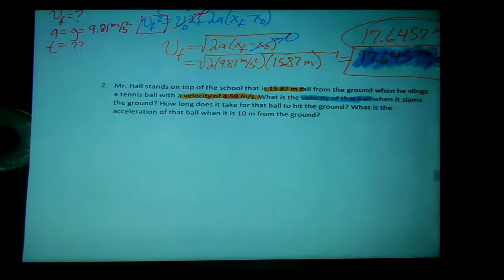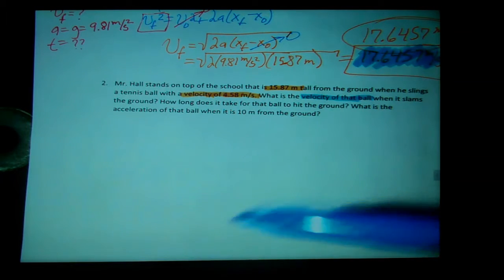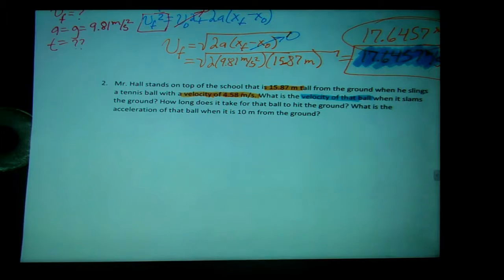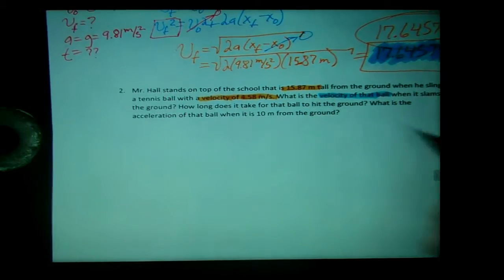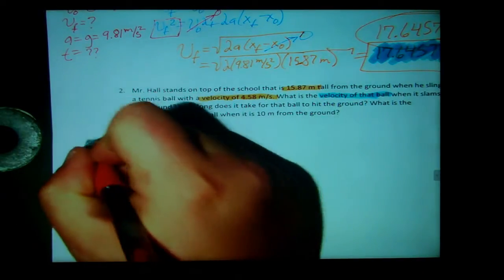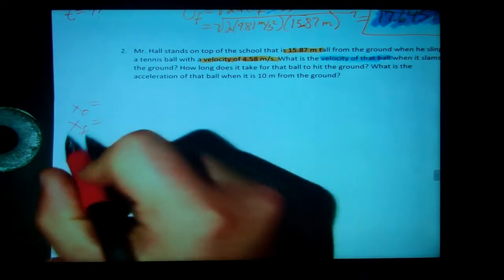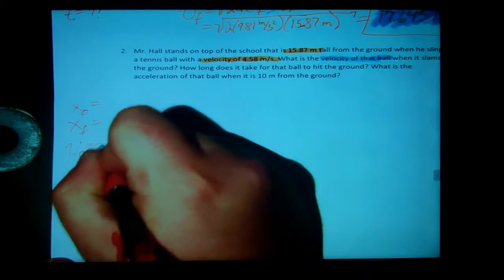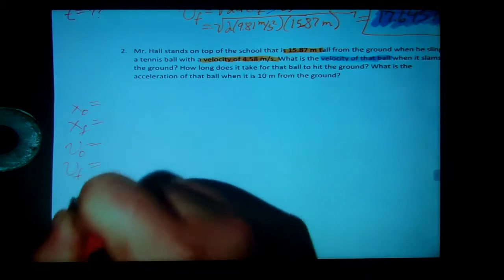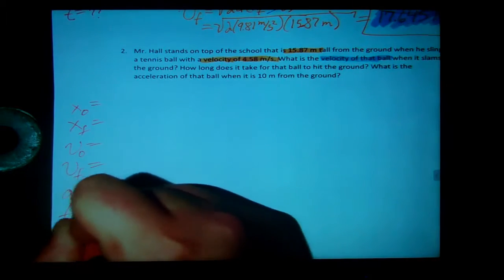What is the acceleration of that ball when it is 10 meters from the ground? And how long does it take for the ball to hit the ground? So, do what we did before. Let's go over here. Think about our scenario. I'm going to make me a shopping list. So, I'm looking at initial position, final position, initial velocity, final velocity, acceleration, and time.